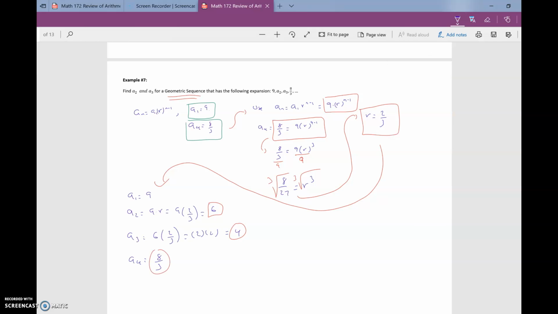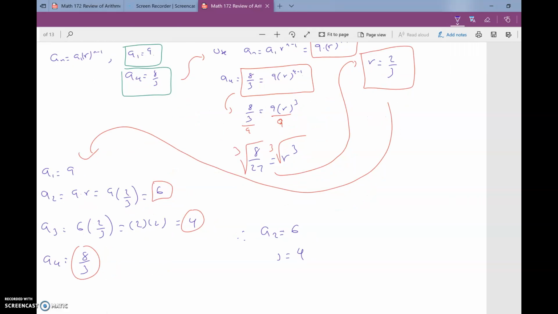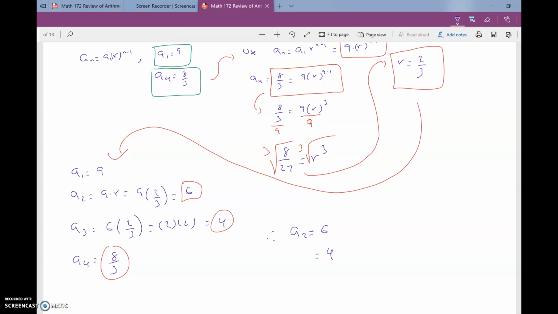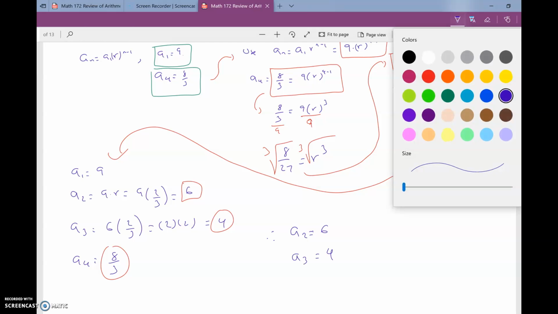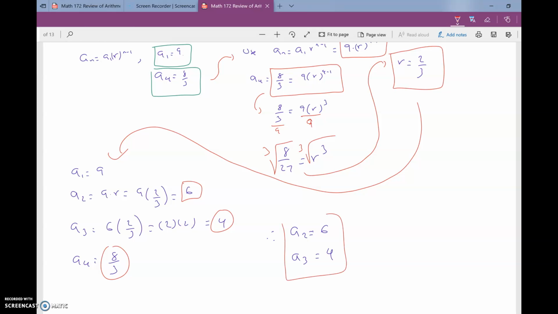The main question that they want us to answer is a sub 2 and a sub 3. So in this case, a sub 2, we're looking at 6. A sub 3, we're looking at 4. That's actually it for this one.